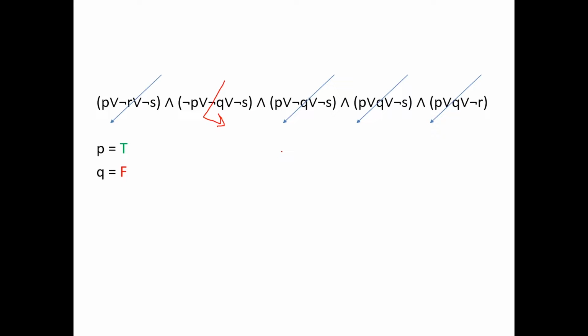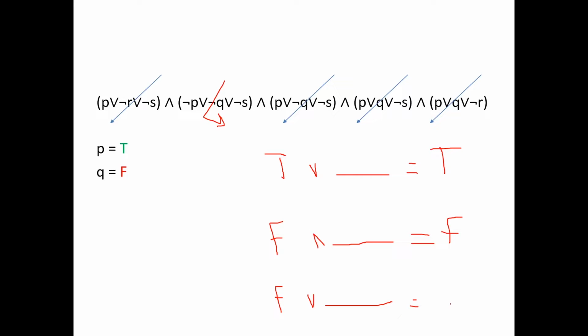And just as a remark, if you haven't figured it out already, true or anything is going to be true. False and something, whatever it is, it's going to be false. False or something is going to be that something. Okay? And as you can see from here, true and something is also going to be that something.